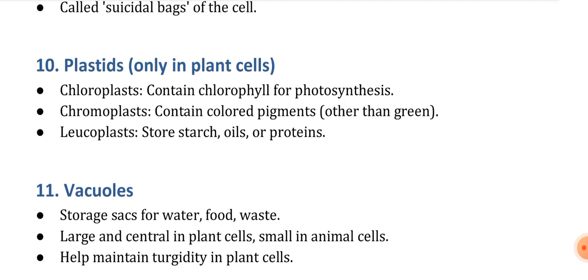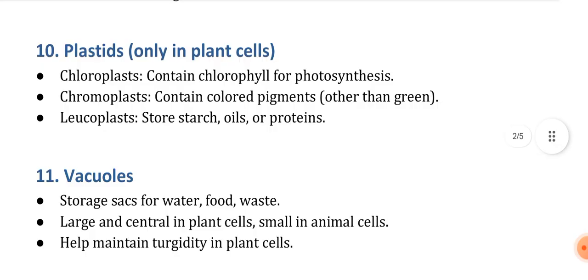Now they are of three types, and the three of them have three different functions: chloroplasts, chromoplasts, leucoplasts. Chloroplasts contain chlorophyll for photosynthesis. Chromoplasts contain colored pigments other than green. They may be carotene, xanthophyll or any other thing. Leucoplasts store starch, oils or proteins, and the leucoplast's differentiation is also known to you.